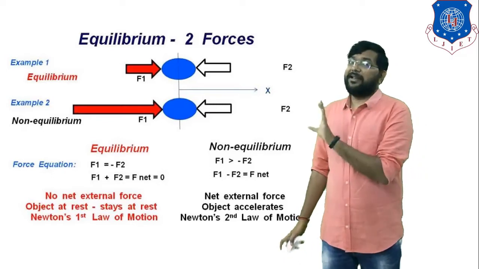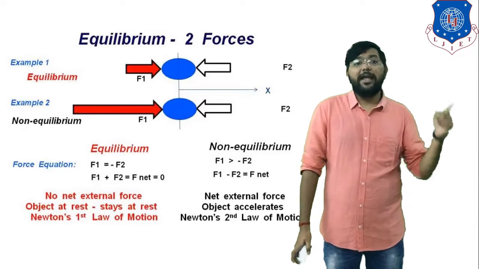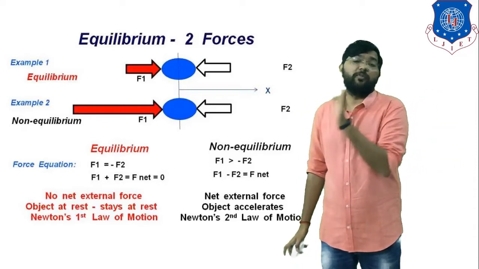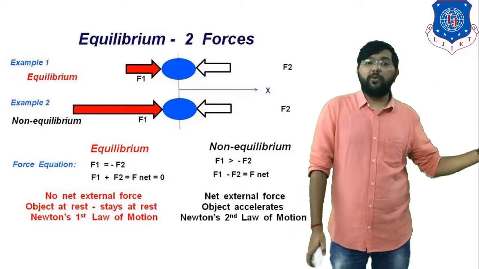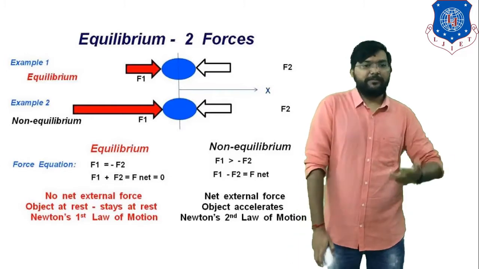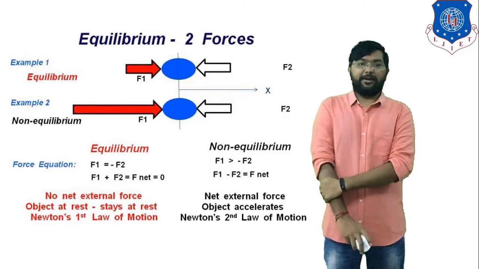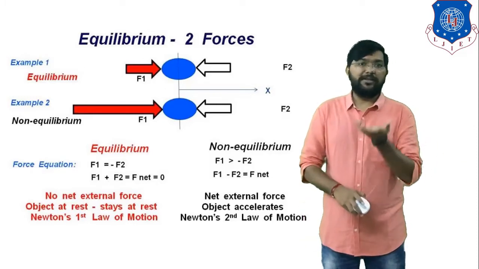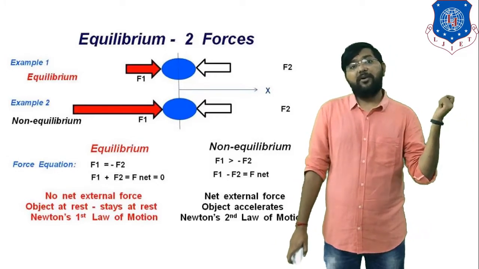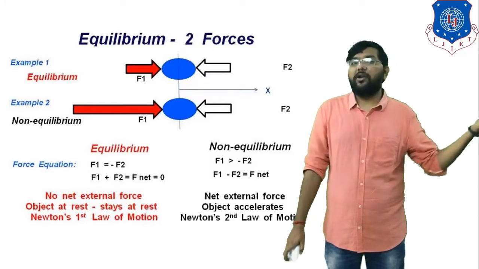If this condition is satisfied, at that time that body is considered to be in equilibrium condition, or F1 plus F2 is equal to F net is equal to 0, means the value of net force is equal to 0, at that time that body is considered in equilibrium condition. Okay, so with no net external force, an object at rest stays at rest, Newton's first law of motion. This is the example of Newton's first law of motion, because if the values of forces F1 and F2 are the same and directions are opposite, at that time the body will not move.